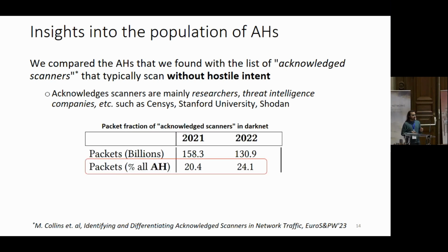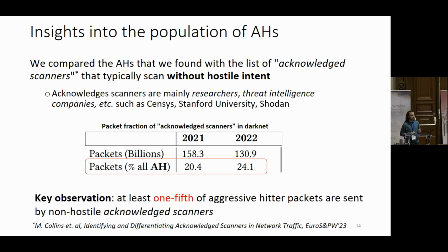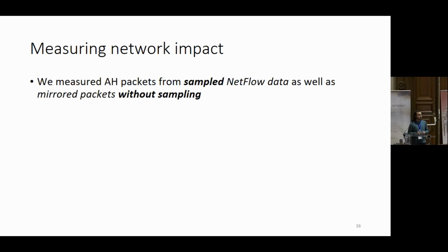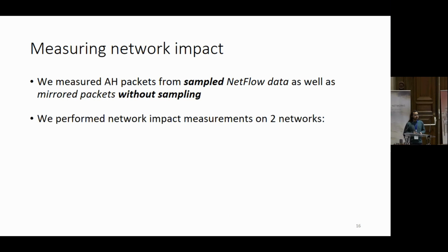And this table shows the fraction of packets sent by the acknowledged scanners on our darknet. From this table, we can see that at least 1/5 or 20% of the aggressive hitter packets are sent by the non-hostile acknowledged scanners. Now let's look into the impact of these aggressive scanners on some real networks. In order to perform this measurement, we measured the aggressive hitter packets from sampled NetFlow data, as well as mirrored packets without any sampling.